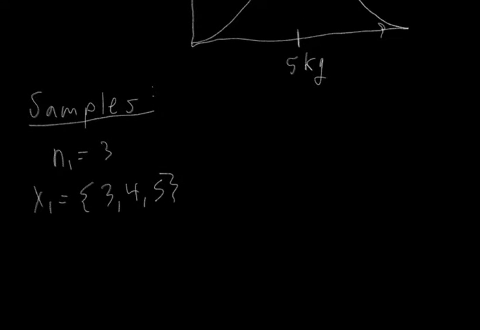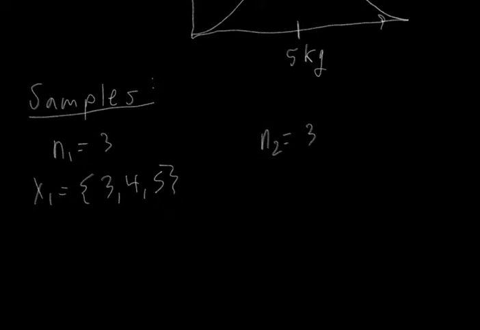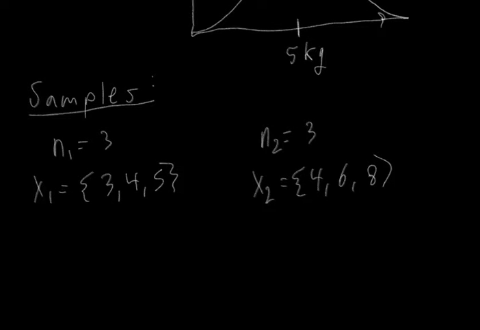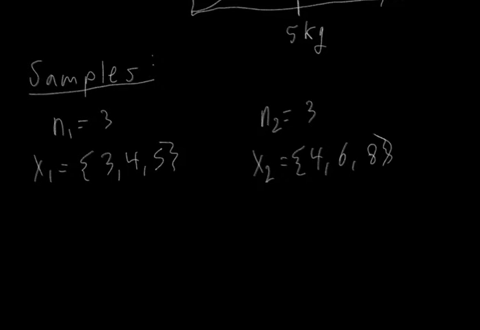And then let's say we took a second sample of the same size, so n2 is equal to 3, n meaning the number of fish. And then we found that this sample contained the values 4, 6, and 8. So one fish was 4 kilograms, one fish was 6 kilograms, and then the last fish was 8 kilograms.